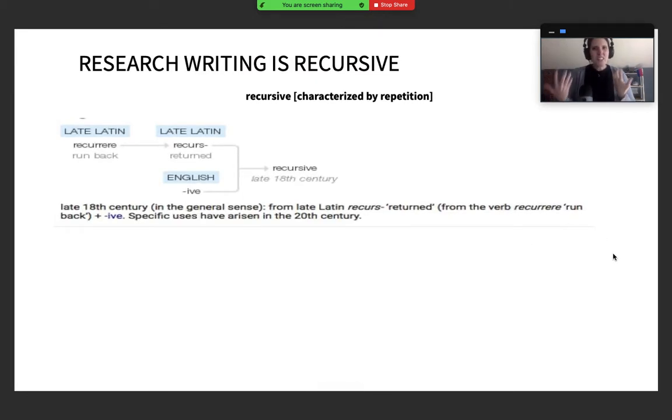I want to take a moment too and talk a little bit of word nerd stuff about research writing being recursive. Okay, research writing is recursive, and recursive meaning characterized by repetition. If we look at the Latin, it's from the root to run back or to return. I bring this up because you've done a lot of research at this point.